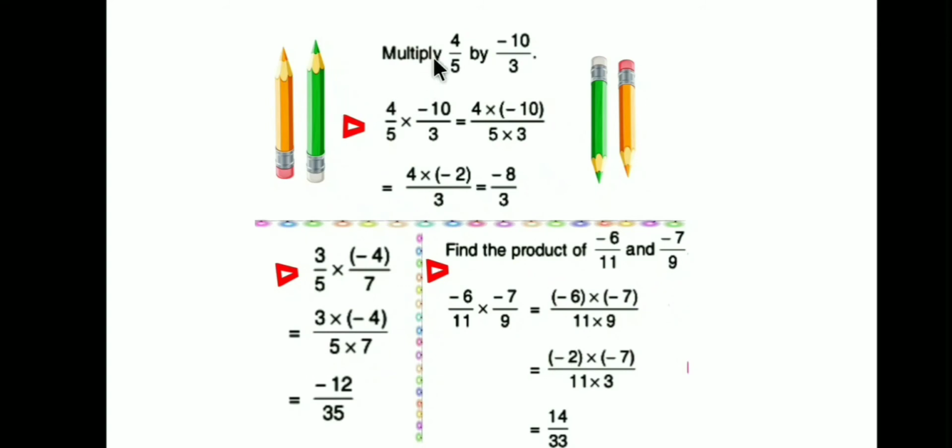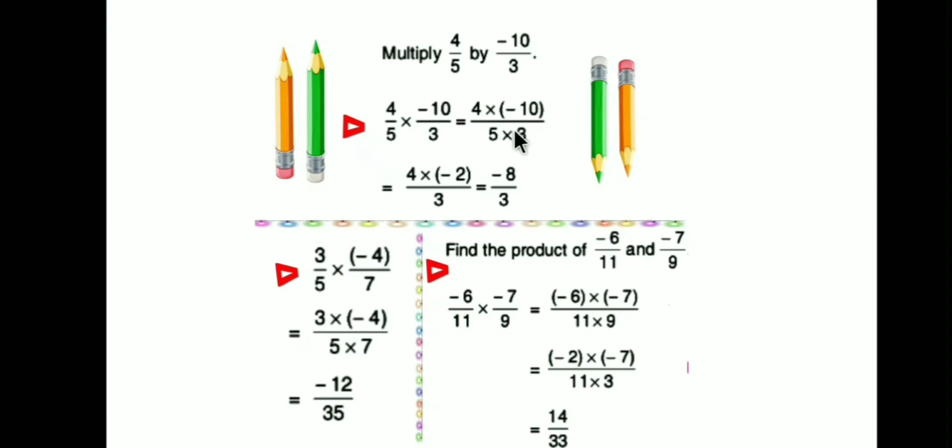Now let us consider one example. If we want to multiply 4 upon 5 and minus 10 upon 3, we can see that the second rational number is negative, since in the numerator we have minus 10. In the numerator we have 4 and minus 10, so the numerator of the product will be 4 into minus 10. In the denominator we have 5 and 3, so we will have 5 into 3.